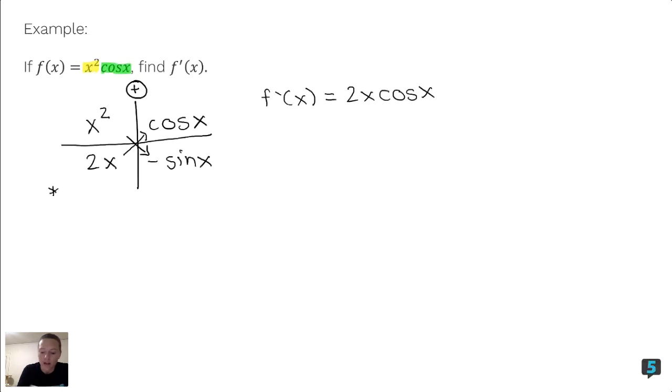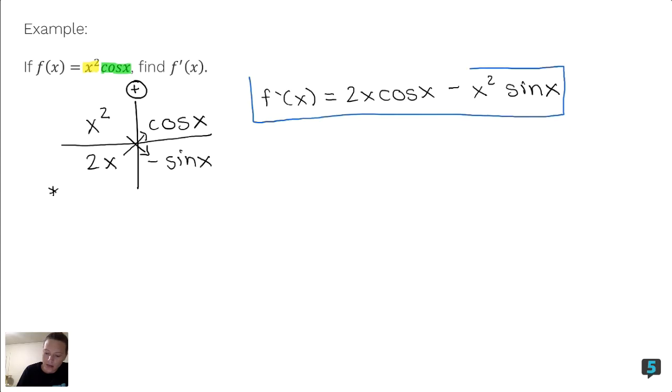Perfect, subtracting. So this is going to become minus x squared sine x. We've got our derivative. That's it. F prime of x equals 2x cosine x minus x squared sine x.